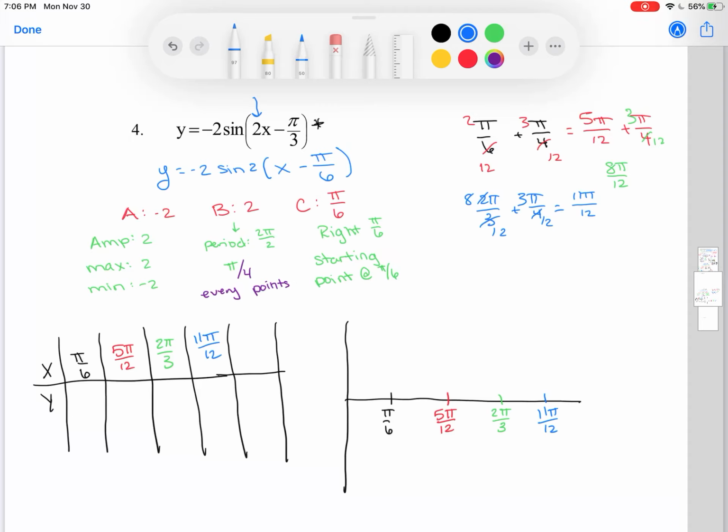And then last but not least, you should be at your final point. Well, our final point should be exactly a full pi later. So if you add a pi to pi over 6, that will put us at 7 pi over 6.